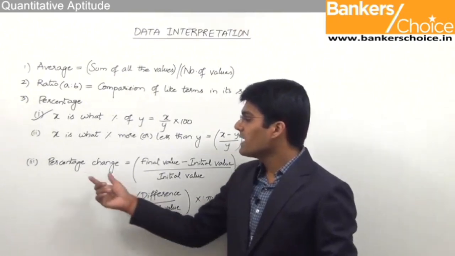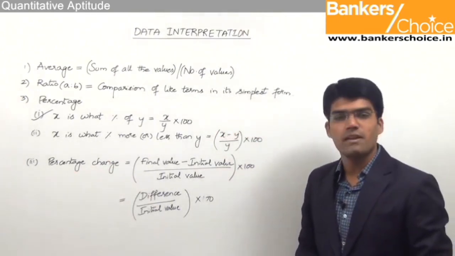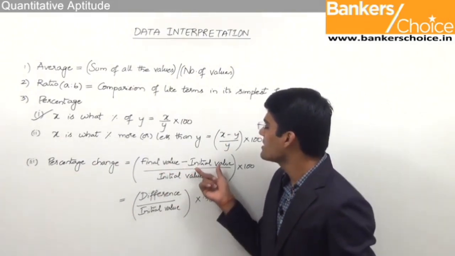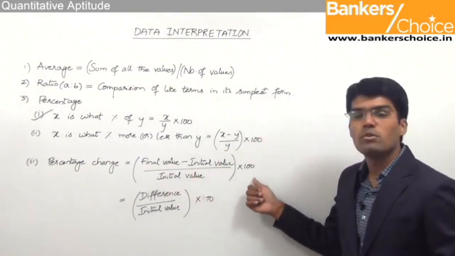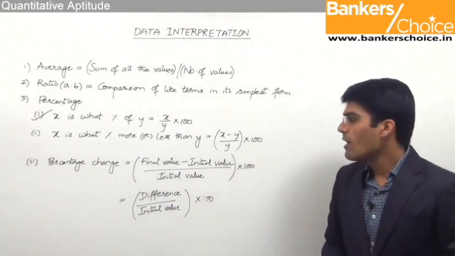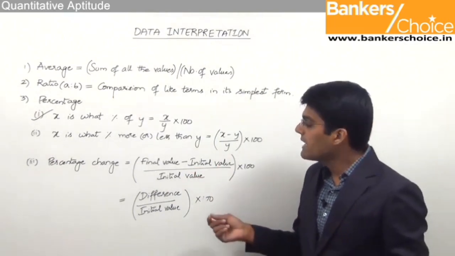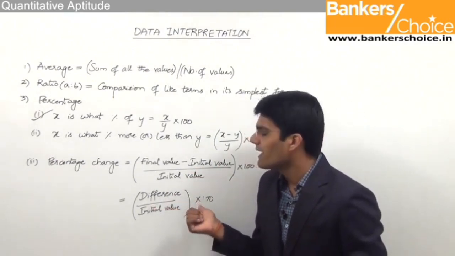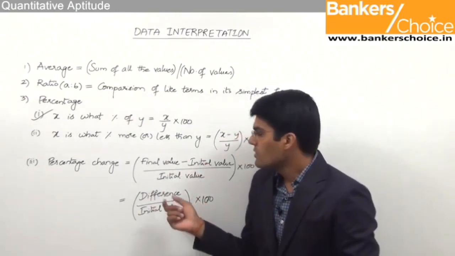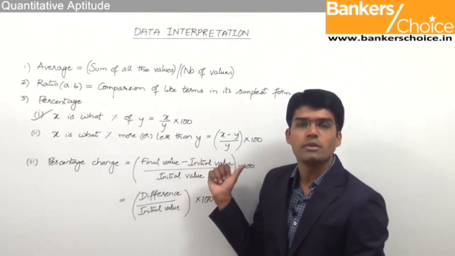And the last, but again an important one here, is percentage change. Percentage change, as we have learned in the topic of percentages, is nothing but final value minus initial value by initial value into 100. This is again a very frequently asked question from DI. It can also be taken as difference by initial value into 100. Difference is nothing but the final value minus initial value.